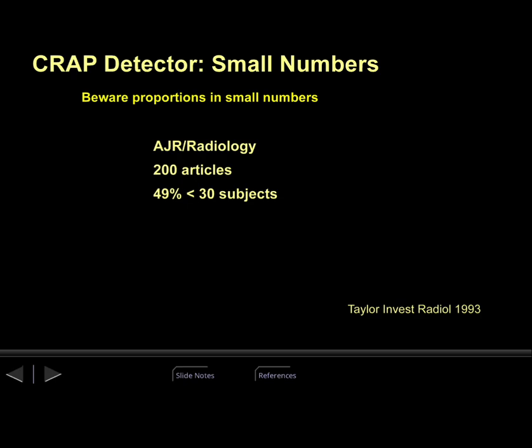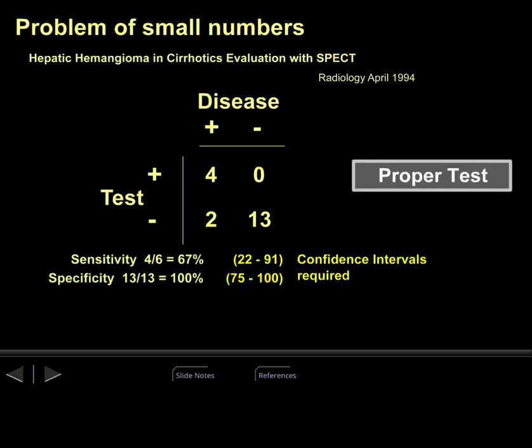Beware of small numbers. Half of the articles in radiology deal with less than 30 subjects. For example, consider the study of SPECT in identifying hemangiomas in cirrhotic patients. The authors only reported sensitivity and specificity without confidence intervals. You can calculate the confidence interval from their data by using the calculator. Just click on Binary Data. The wide confidence interval stems from the small sample size.